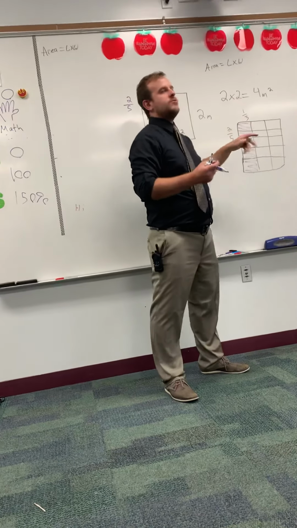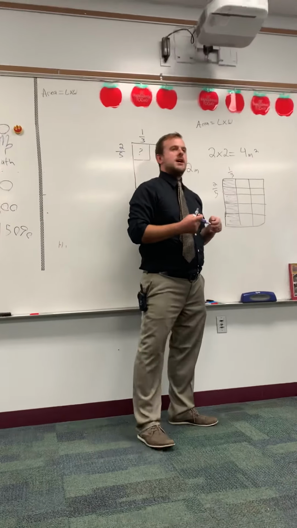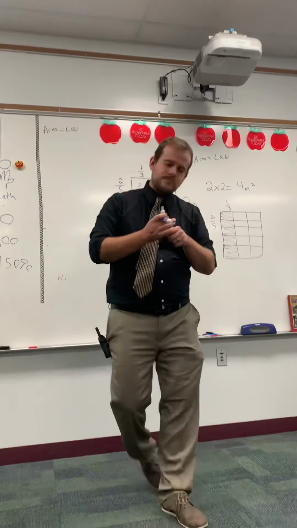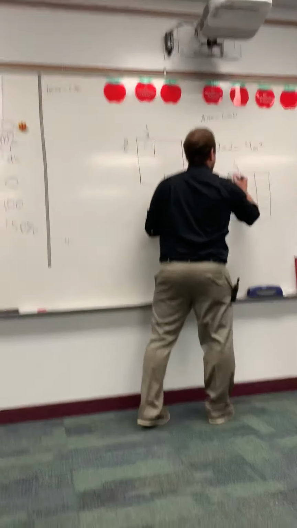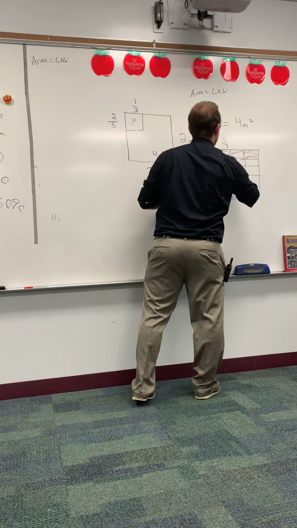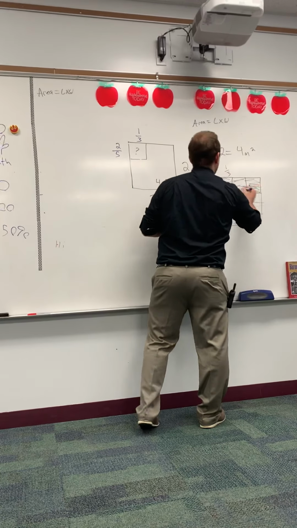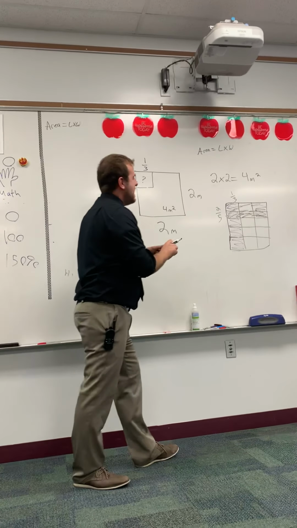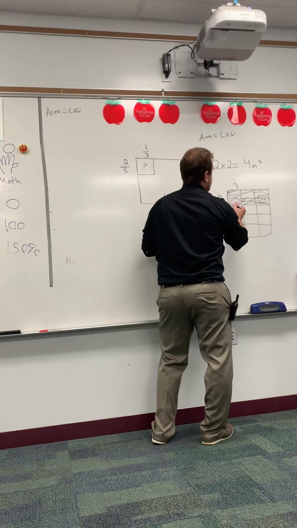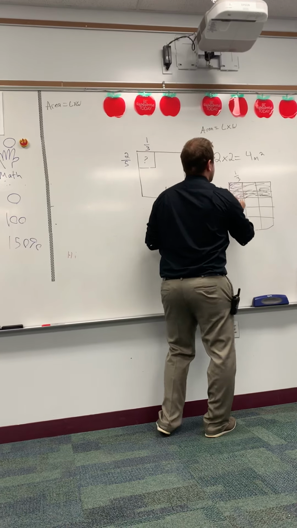How many of these rows do we shade in? Macasia? 2. Numerator's 2, so we shade in 2 all the way. See that? Okay? Now, what I do next is I box in the squares that have both colors that are overlapping.